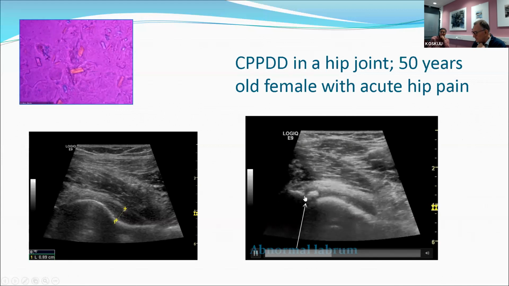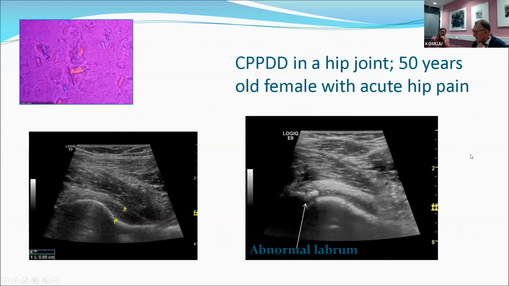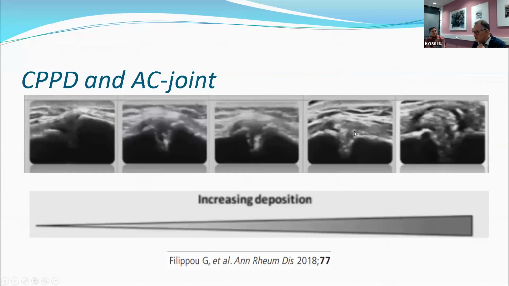But this was a very good clue, this abnormal labrum, which we just saw in Filippo's image. In the AC joint it can also be found. This resembles a meniscus, but actually it is the AC joint. So, increasing deposition, accumulation of CPPD. According to Filippo, an excellent way to show pathology, increasing pathology.